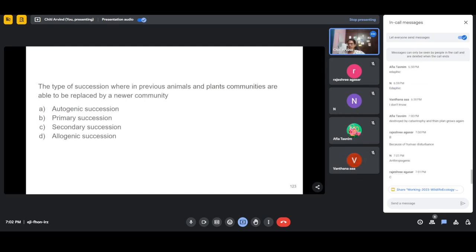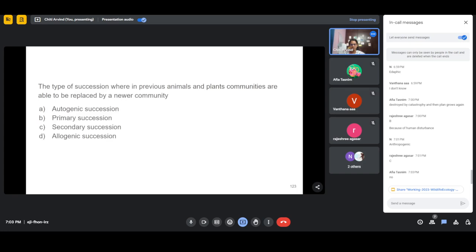So Rajshri says it's secondary succession. What do the others feel? What kind of succession is this? If you don't know, please just mention don't know. Okay. So as Rajeshri mentioned, it is definitely secondary succession, which is, so everybody knows what is primary succession, right? Thumbs up, thumbs down.